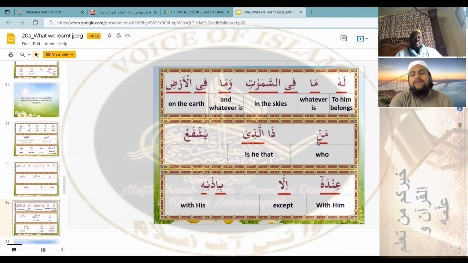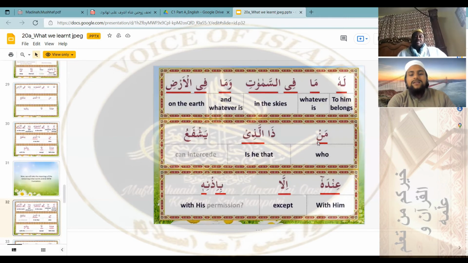Lahu ma fis samawati wa ma fil ard man dhal ladhi yashfa'u indahu illa bi idhni. To him belongs whatever is in the skies and whatever is on the earth. Who is he that can intercede with him except with his permission?